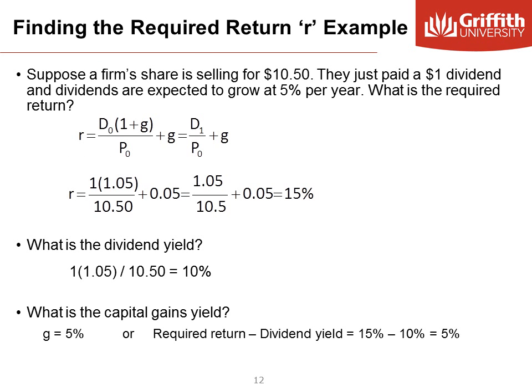For example, suppose the firm's share is selling for $10.50. So this price is currently known in the market. We can observe this price in the market. The firm just paid a $1 dividend, and dividends are expected to grow at 5% per year. What is the required return? In other words, what is the implied return based on this current market price?